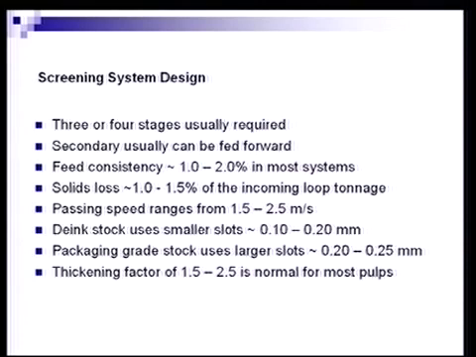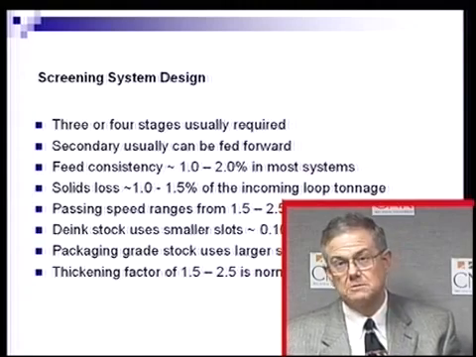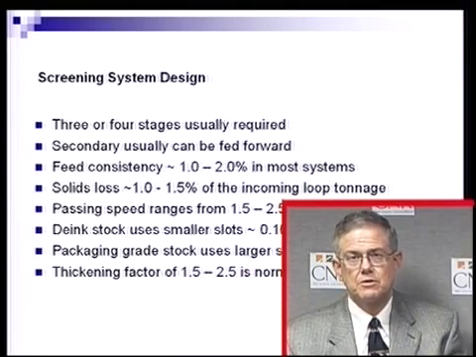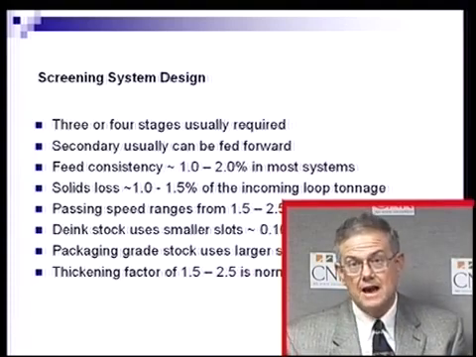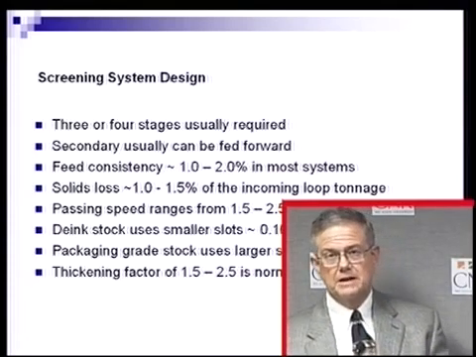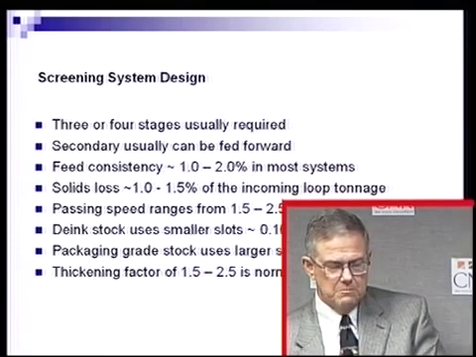So for a screening system design, usually there are 3 or 4 stages required depending on the capacity. The primary stage is for efficiency. The secondary, tertiary, and sometimes quaternary stages are for fiber recovery. A lot of times the secondary can be fed forward so that it can add to the capacity and reduce the overall size of the screening system. Makes it much more economically advantageous.